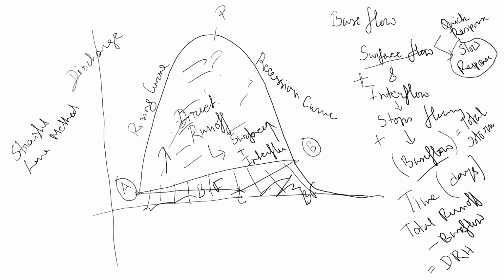Now what is method 3? Method 3 says that you extend this recession curve backward. This is from this point. You just take a line and extend like this. Now this is your peak. Draw a perpendicular from P to the base.